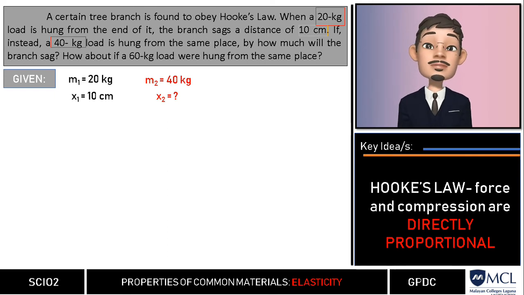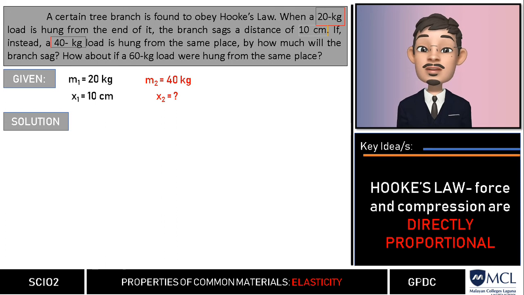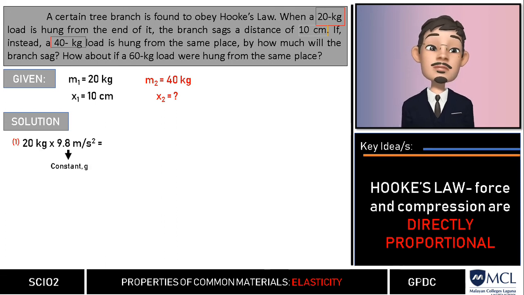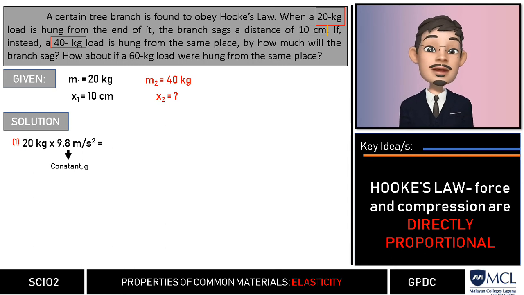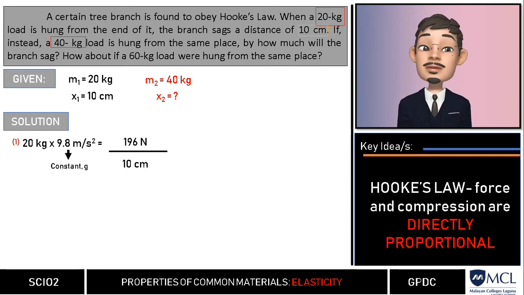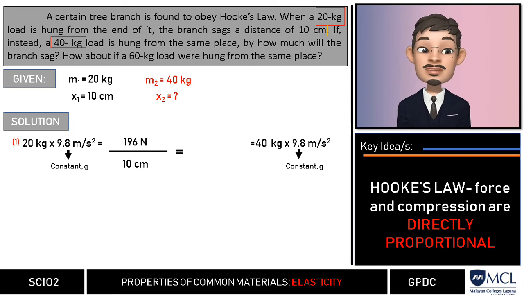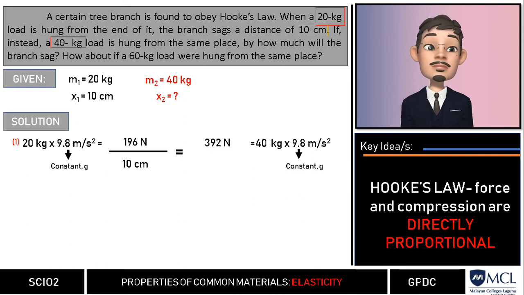We can easily compute this by ratio and proportion. Our first ratio would be the 20-kilogram load, which by the way is a mass, so we need to find the force it applies by multiplying with 9.8 meters per second squared, and that gives us 196 newtons over the amount of compression, which is 10 centimeters. On the other side of the equation is the 40-kilogram load, which we converted to force by multiplying with 9.8 meters per second squared, and so we got 392 newtons over x, which is our unknown.